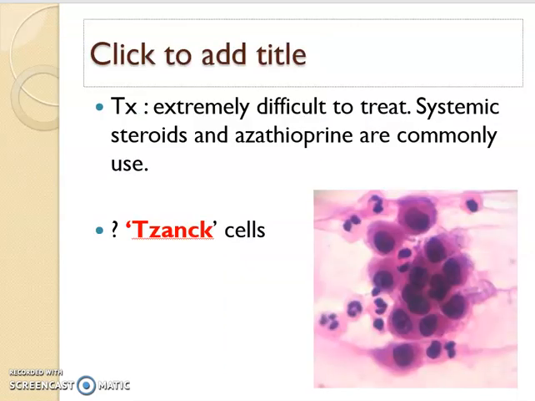This is another type of investigation. We call it cytology. You will find Tzanck cells. What are Tzanck cells? This is the epithelium actually. The smaller cells are neutrophils. Please ignore the small cells. The large cells are the epithelium.